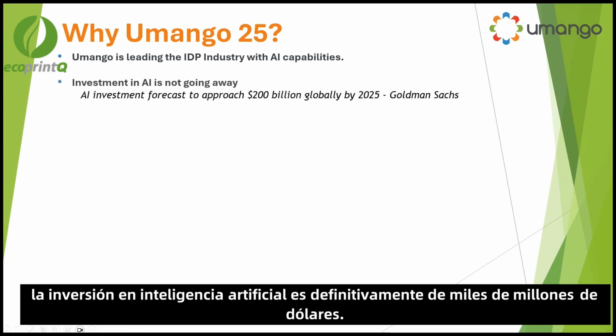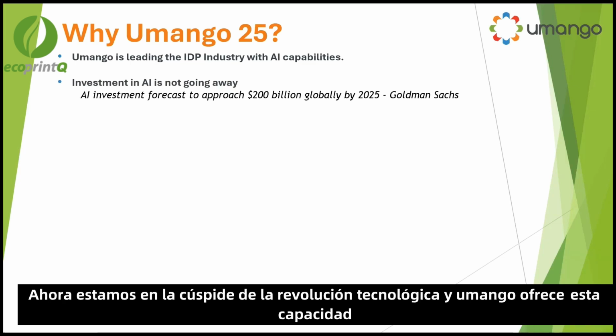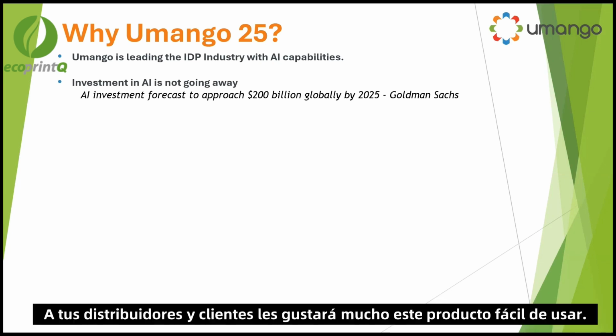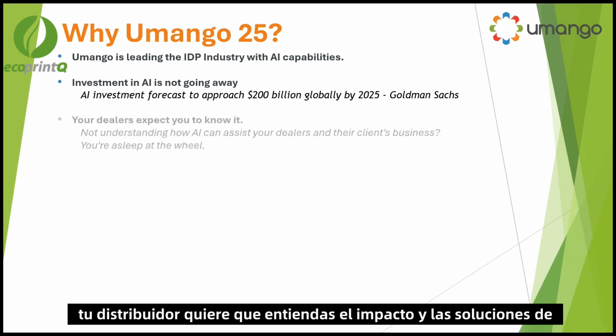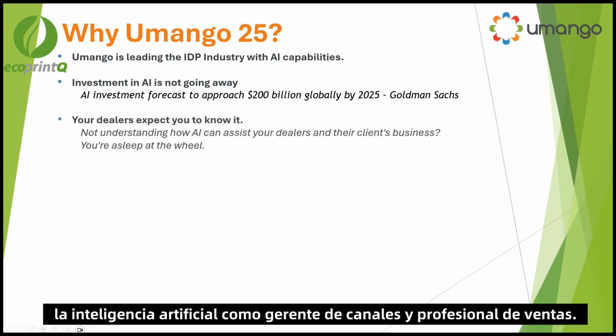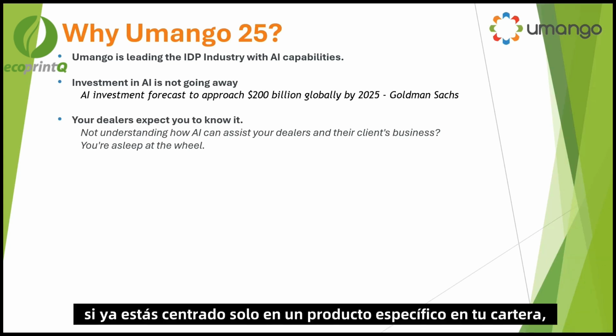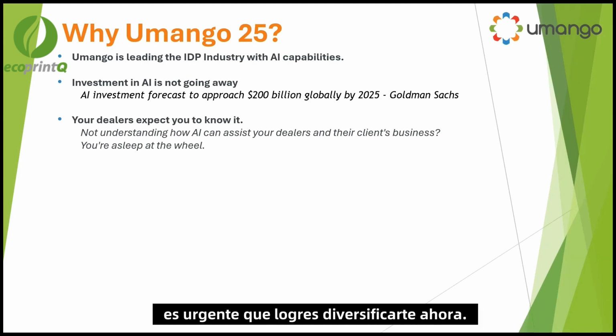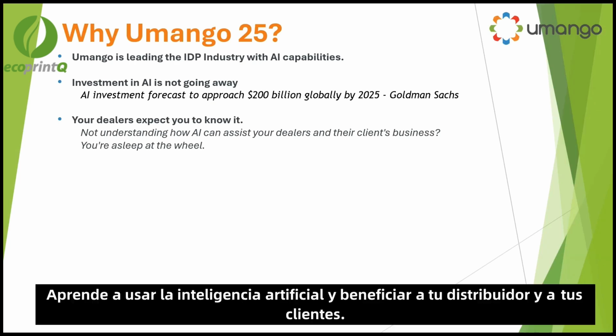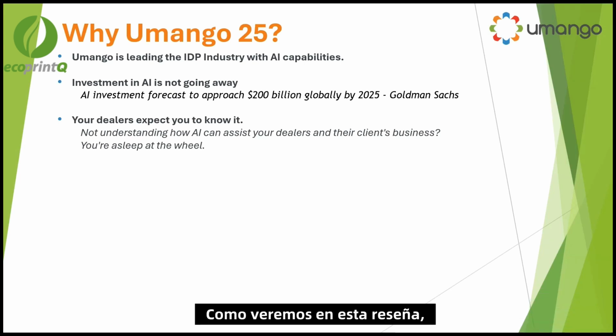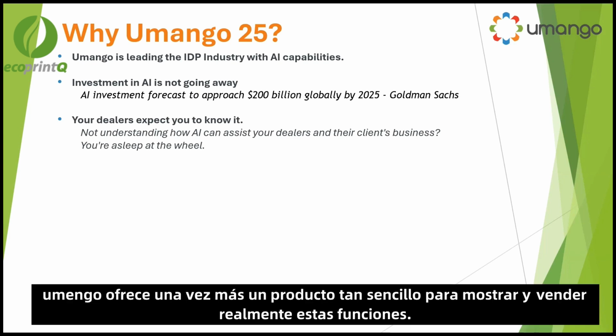And unless you've been living under a rock, the investment in artificial intelligence is absolutely in the billions of dollars. We are right now at the cusp of a technology revolution, and Umango is providing that capability in such an easy-to-use product that your resellers and customers are going to absolutely love. Quite frankly, your dealers expect you, as channel managers and sales professionals, to understand AI implications and solutions. So if you're just focusing on one particular product in your portfolio, now there is some urgency for you to diversify and understand how AI can be utilized and benefit your dealers and their customers. And again, Umango provides such an easy product, as we're going to see in this overview, to really show and sell those capabilities.